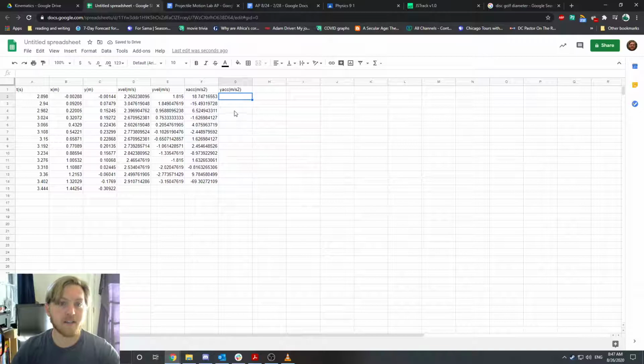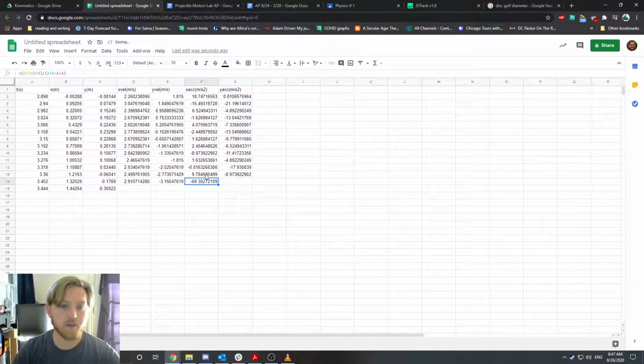I'm going to go to my Y acceleration. I want the difference between the velocities divided by A3 minus A2. Also notice that all of these numbers are relatively close, but now I'm getting this ugly negative number. That's because this one was pulling from box 15 for these, and we can't get that. Okay? All right.